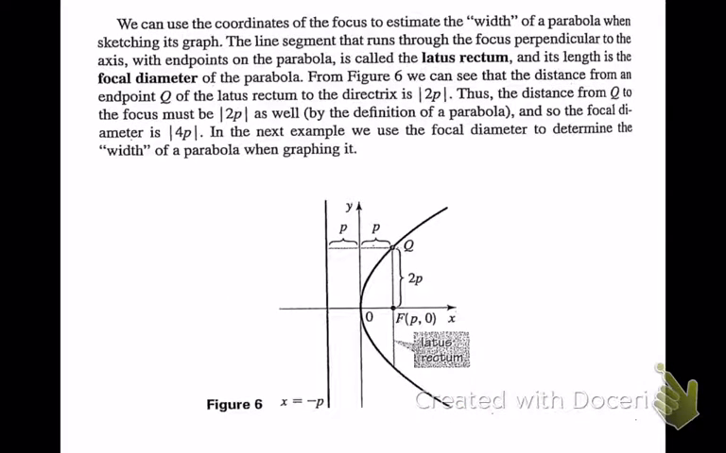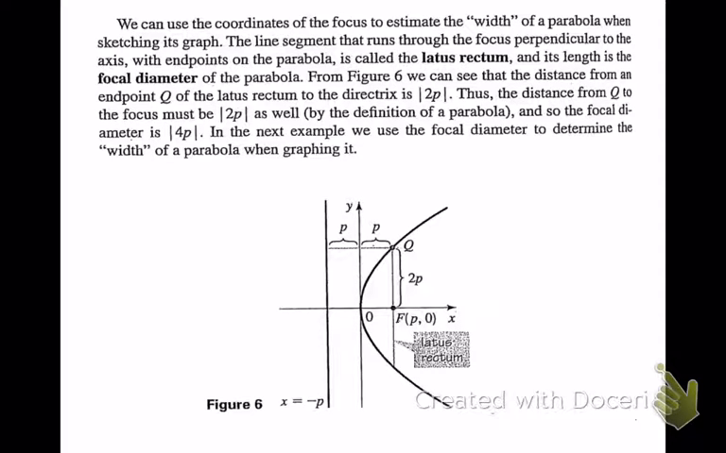We can use the coordinates of the focus to estimate the width of a parabola when sketching its graph. The segment that runs through the focus and perpendicular to the axis with the endpoints on the parabola is called the latus rectum. Its length is the focal diameter of the parabola. From figure 6, we can see that the distance from an endpoint Q of the latus rectum to the directrix is 2p.